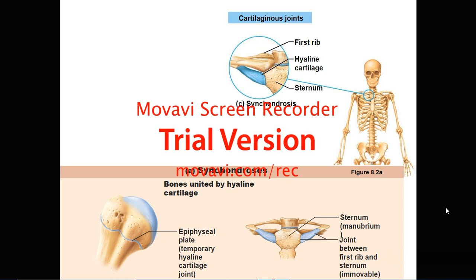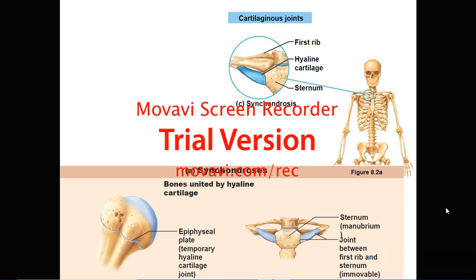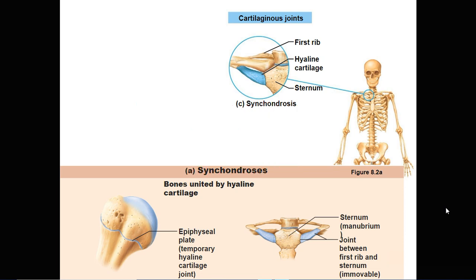That's going to be temporarily joined by hyaline cartilage. But as you get older, once you finish with puberty, the epiphyseal plate seals, and growth is no longer possible. But again, at the epiphyseal plate, that's where you can find an example of a synchondrosis joint, and it's going to be united by hyaline cartilage.